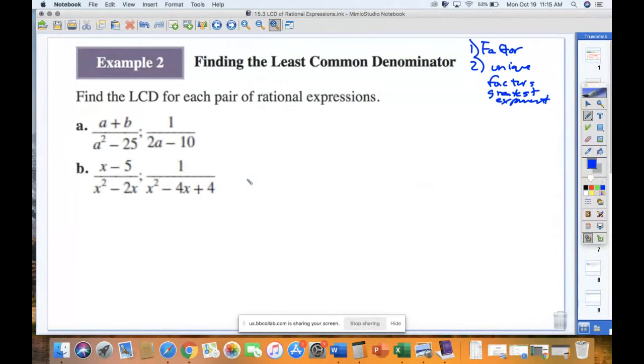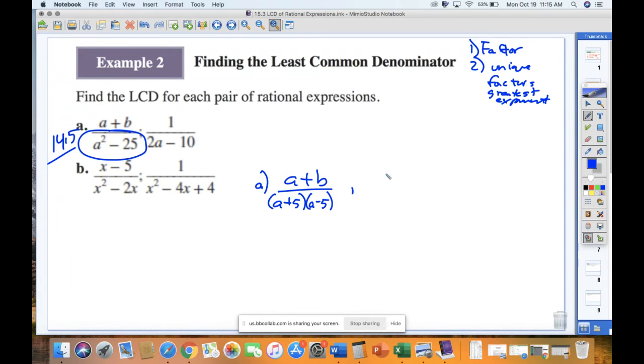All right, so A says a plus b over a squared minus 25. We've seen enough of these lately. We can recognize 25 is a perfect square, and a squared is a perfect square. This is going to give us a plus 5, a minus 5. Again, that's from section 14.5. If you don't understand that, come to my office hours.